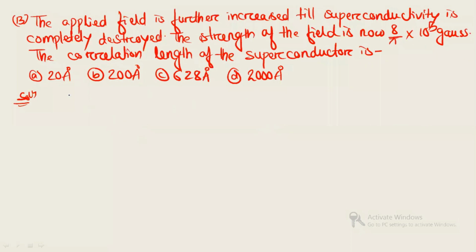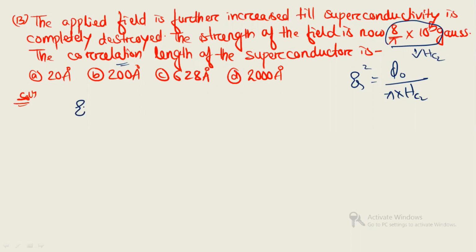Okay, now let us see question number B. So here it said the applied field is now further increased till superconductivity is completely destroyed. The strength of the field is given to you as 8 by pi into 10 to the power 5 Gauss. You are asked to calculate the correlation length. Just now we have seen the relationship between the correlation length or coherence length. We can directly rearrange and write xi square is equal to phi naught by pi into 8 c2. This is the second critical field, denoted here as Hc2.